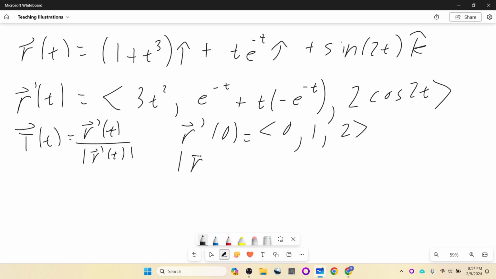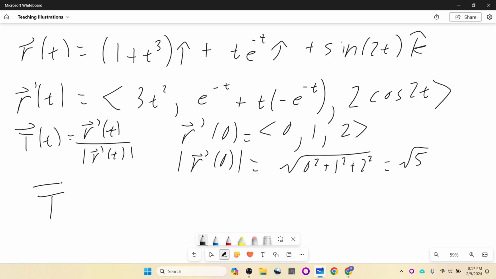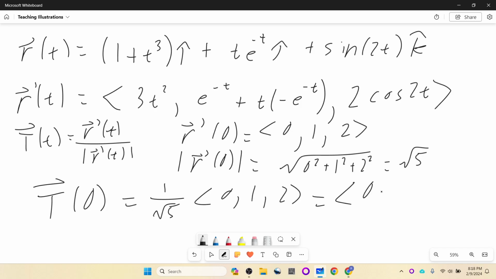So what is the length of r prime of 0? Well, it is the square root of 0 squared plus 1 squared plus 2 squared, which is root 5. So the tangent vector at time 0 would be 1 over root 5 times (0, 1, 2). Or if you prefer, (0, 1 over root 5, 2 over root 5). I would accept either one of these as correct. So this is just the rule we had earlier on about how to find unit vectors, but applied to this specific vector that is the derivative.